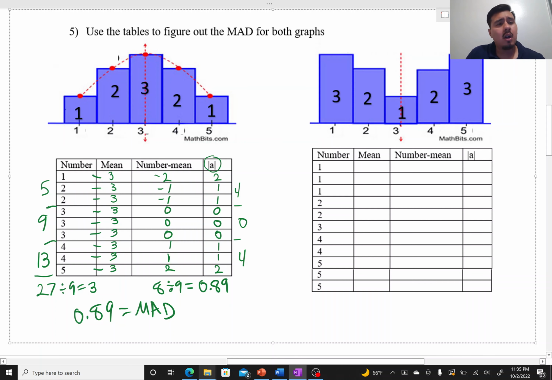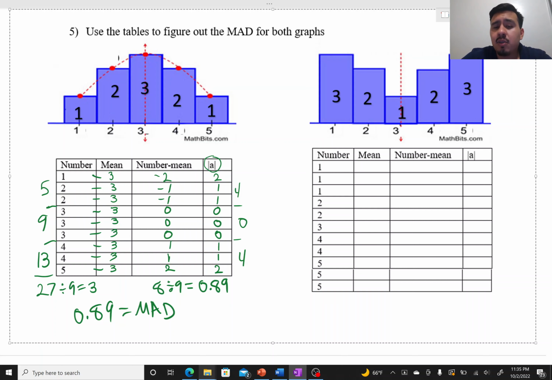We were working on problem number 5 in the last video. We're going to continue working on problem number 5, but this time we're going to focus on the U-shaped distribution. So, first off, we got to find the mean. So go ahead, find the mean.